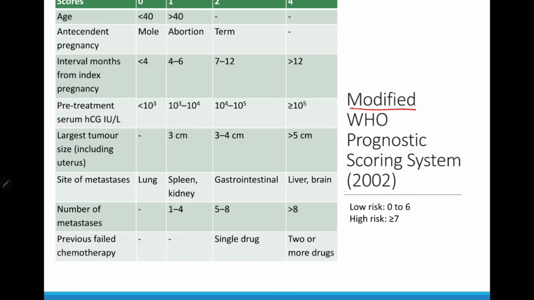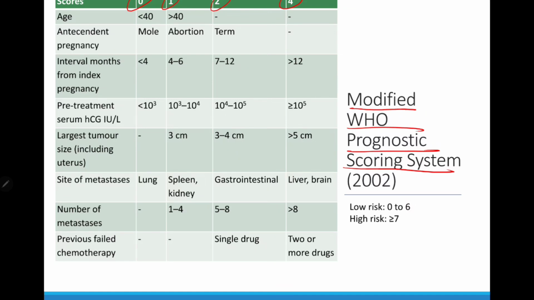So this is the modified WHO prognostic scoring system. Okay, and if you see, the scores are 0, 1, 2, 4. So if age is less than 40, it's 0, and more than 40, it's 1. Antecedent pregnancy, mole, it is 0. Abortion, 1. Term, 2. So that's how this goes.